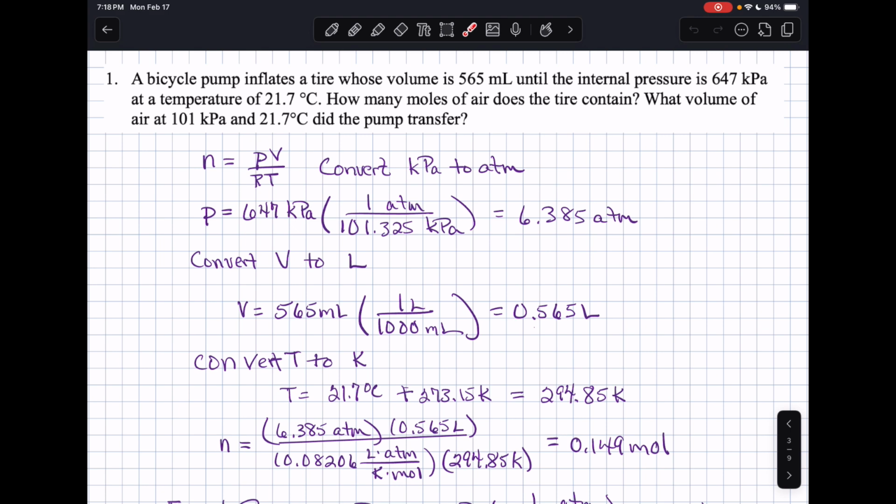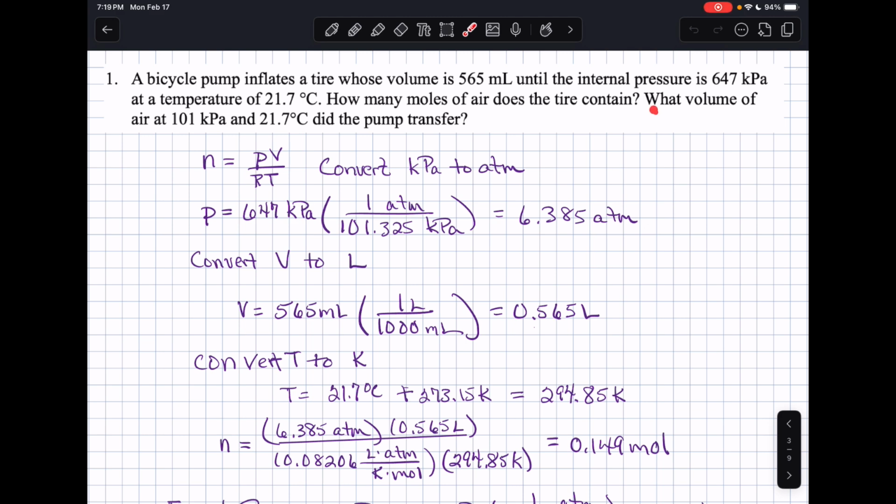Hey folks, in this video we're going to use the ideal gas law to do some calculations. We have a situation where we have a bicycle pump pressurizing a tire at 565 milliliters of volume and 647 kilopascals. First question is, how many moles of air will we have under those conditions?